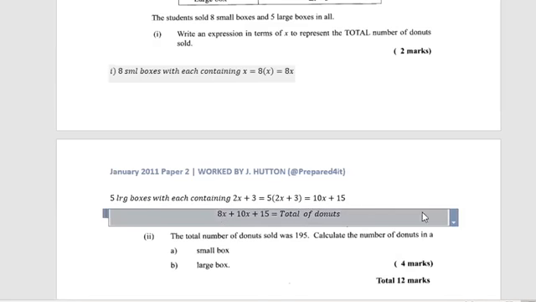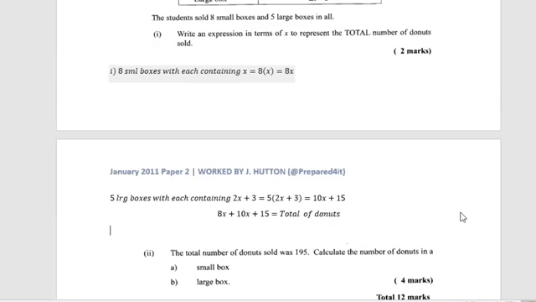Very good. That is exactly it. So I have 2 x terms which are like terms. So all I'm going to do is add my like terms. So I'll say 8x plus 10x, and that will give me 18x plus 15, which would give me my total donuts. And that is my expression, and that is how I will get my 2 marks.